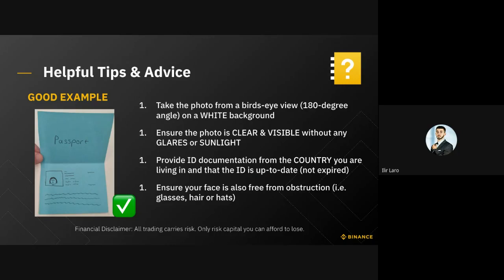So make sure when you do take the photo that there's no glare, and that you can read all the lettering within the documentation quite clearly. This third point is actually very important. Provide ID documentation from the country you're living in, and make sure that the ID is up to date. Some users actually provide documentation from a different country of residence. Please make sure that you are providing documentation from the country you are living in, as it might not be fully processed correctly. And then the last is to ensure your face is free from obstruction. So make sure you don't wear any glasses, and make sure that your face is quite clear without any hair covering your eyes, and don't wear any hats.